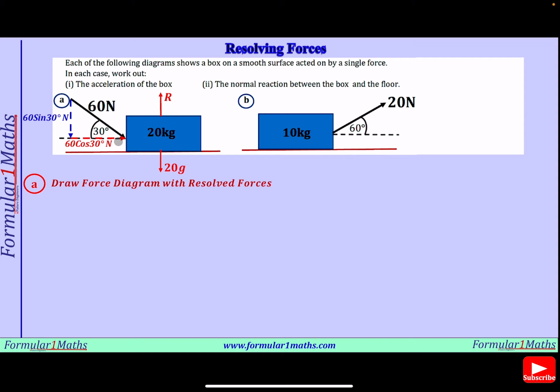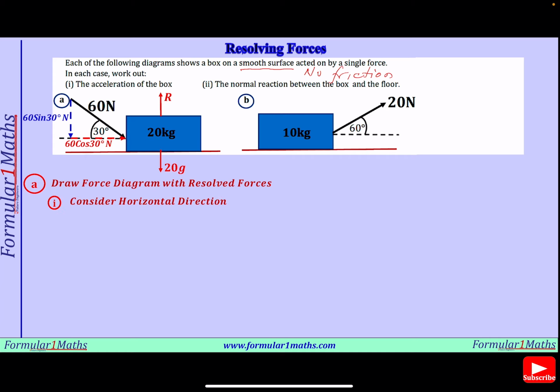Please note that the only force producing a motion is the 60 cos 30 newtons, because the question says that the box is on a smooth surface. This means that there is no friction. So the only force that will produce a motion is the 60 cos 30 Newton force.